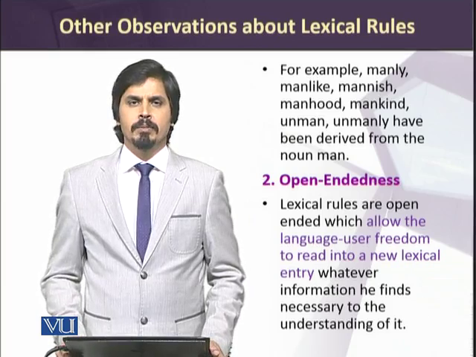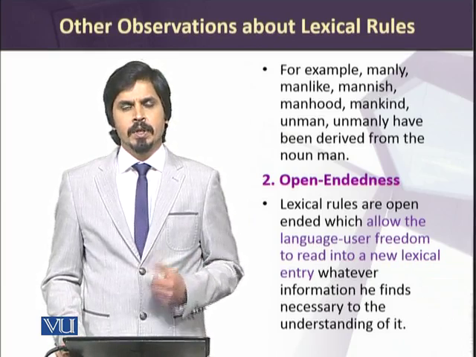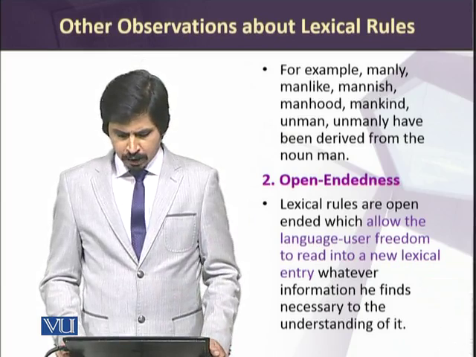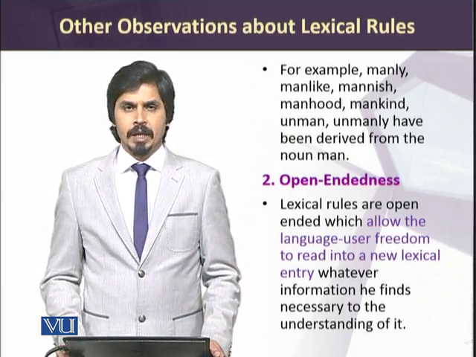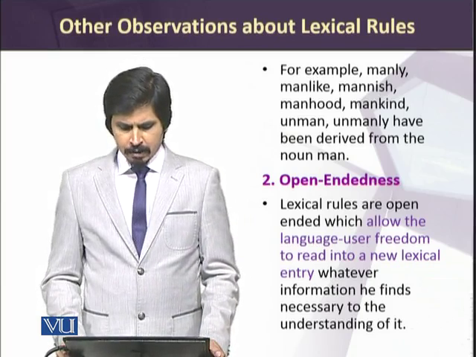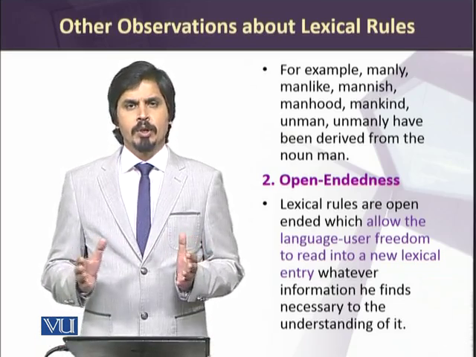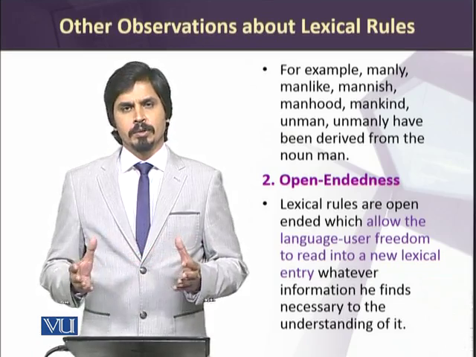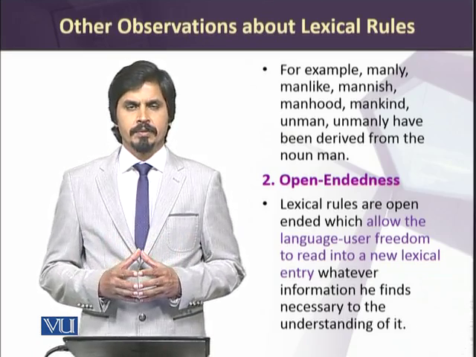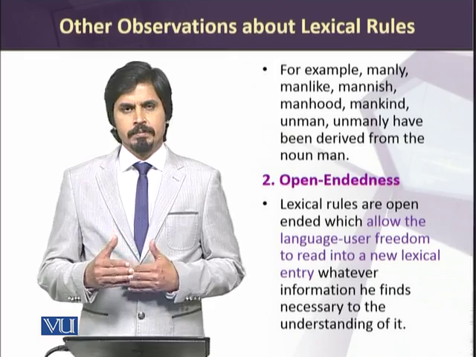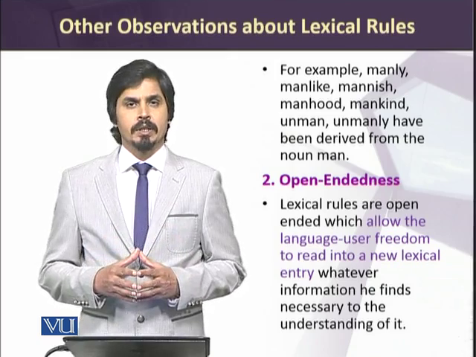For example, we can make words like manly, unmanly. We can make words like manlike, mannish, mankind, unman, and all these words are somehow acceptable in various uses of English in various parts of the world. So this shows the diversity of lexical rules.